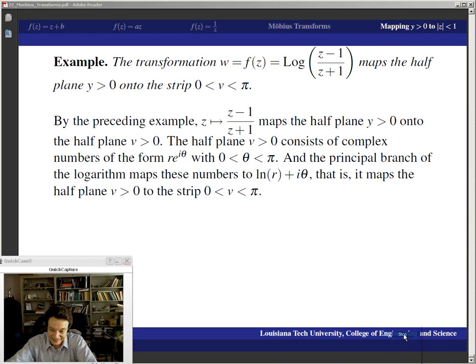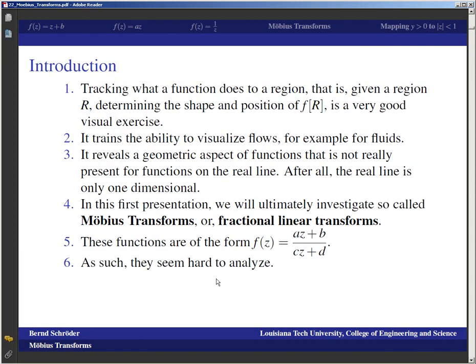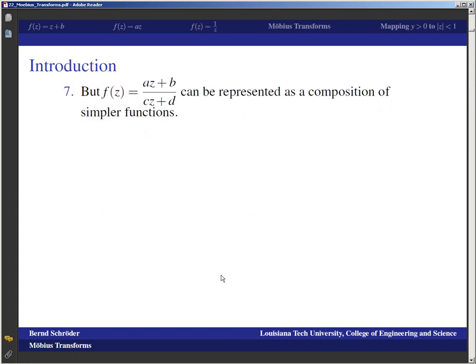Break the function up into a composition of simpler functions, because take a look at this. Like I say, as such, they seem hard to analyze, but this function, f of z equals az plus b over cz plus d, can be represented as a composition of simpler functions. So I could take my z and I could map it to cz, and that would be just applying the function f of z equals number times z, and you can see up here in our table of contents that we will investigate various simpler functions separately. So yeah, I could go from z to cz by just multiplying by a number. I can go from there to cz plus d by just adding a number.